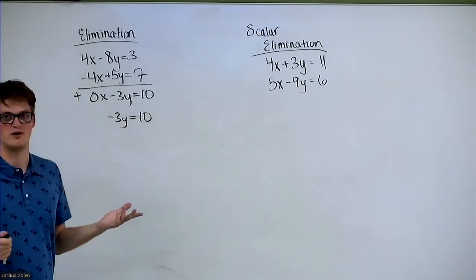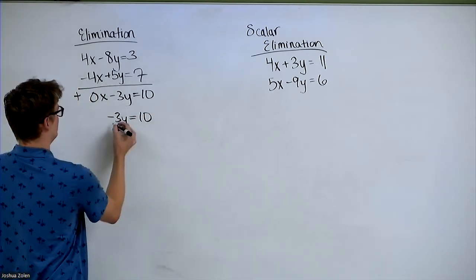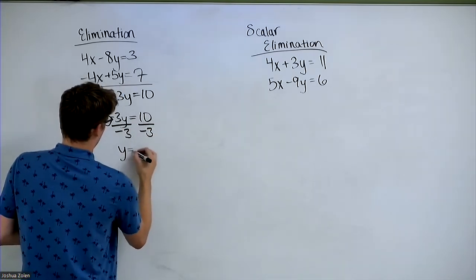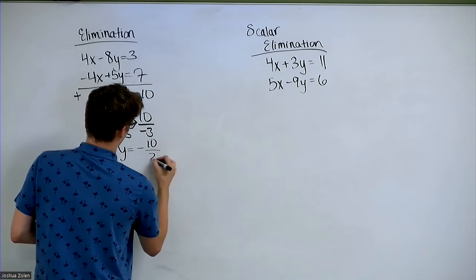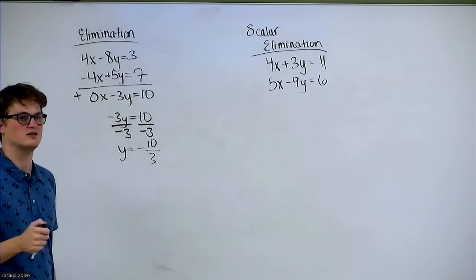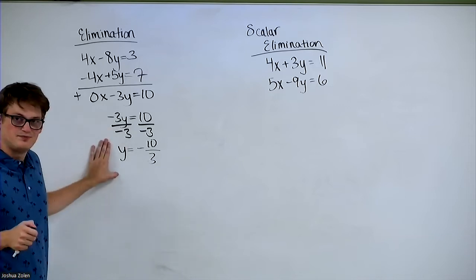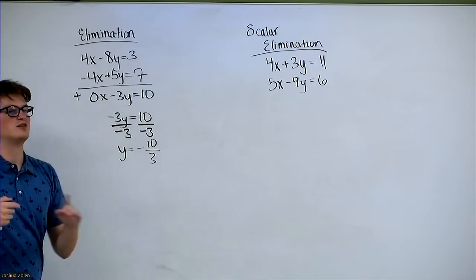Now we're just solving for one variable. We're just solving for y. So we subtract or divide both sides by -3. And we get y is equal to -10/3. And we're just going to leave it as a fraction so it doesn't look so messy. So now we know what y is. But since we have two variables, we actually still have to solve for x.